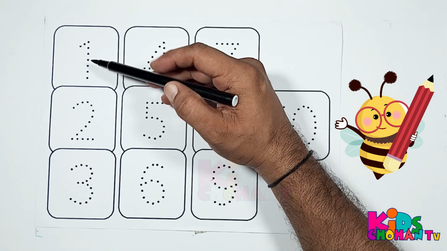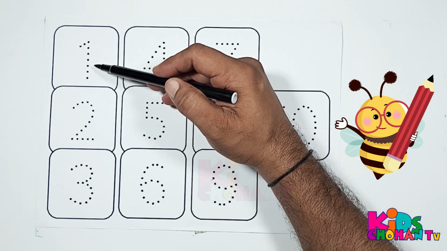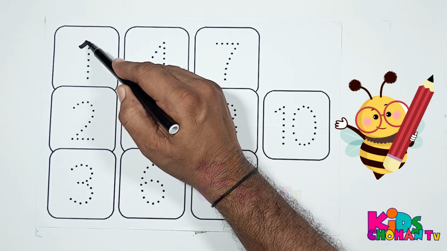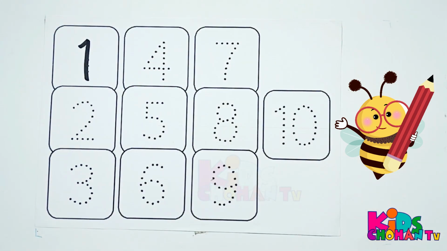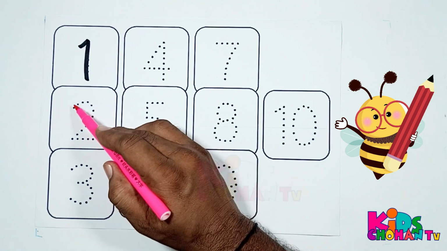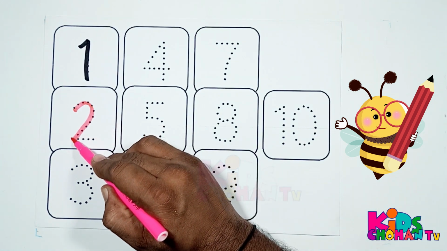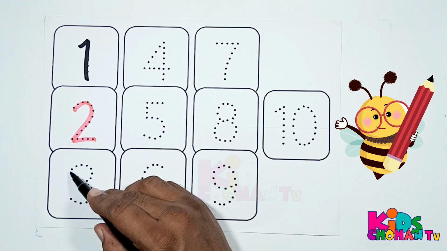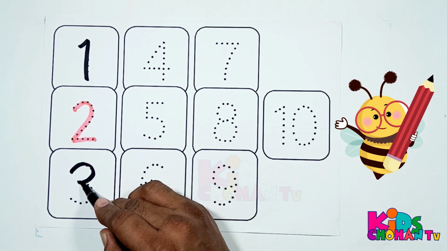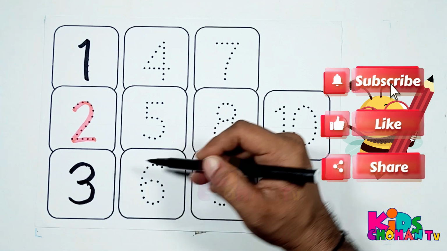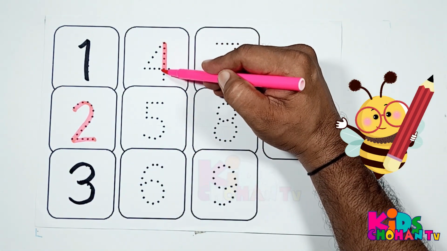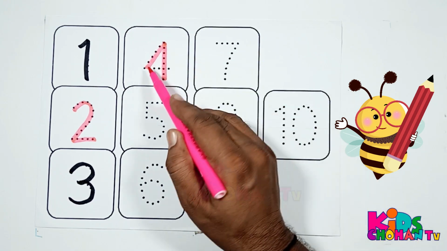Kids, in this video we will trace numbers 1, 2, 3. Let's start. 1. O-N-E 1. This is number 2. T-W-O 2. Number 3. This is number 3. T-H-R-E-E 3. Kids, this is number 4.